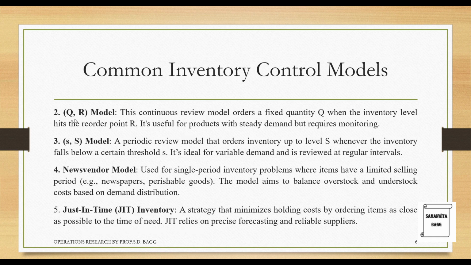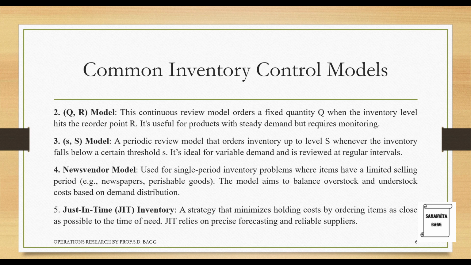The next one is the QR model. This continuous review model orders a fixed quantity Q when the inventory level hits the reorder point R. So if your inventory has reached a point where you need to place an order, it will be placing an order and bringing in materials continuously. So it is going to order a fixed quantity, that is Q. It's useful for products with steady demand but requires monitoring. So you have to just keep monitoring your demand and you can use this model very easily.